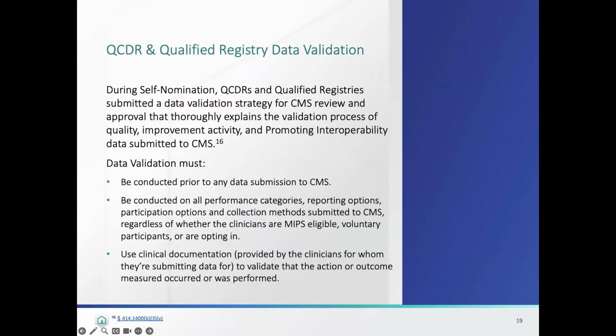The QCDR or qualified registry must conduct data validation for each performance category for which it will submit data, including, if applicable, the quality, improvement activities, and promoting interoperability performance categories. The QCDR or qualified registry must conduct data validation for each submitter type for which it will submit data, including MIPS eligible clinicians, groups, virtual groups, subgroups, APM entities, including Shared Savings Program ACOs, voluntary participants, and opt-in participants, if applicable. The QCDR or qualified registry must use clinical documentation provided by the clinicians they are submitting data for to validate that the action or outcome measured actually occurred and was performed.